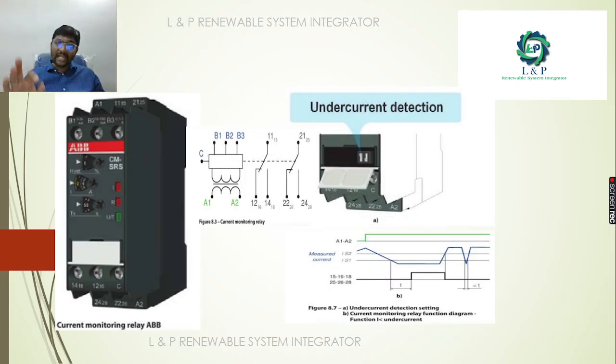Next is the undercurrent setting. See, there is a switch difference. In the previous picture the switch was down, and the switch was up here. For undercurrent protection it is entirely different. We have a rated voltage or rated current. If the current received by this relay is less than the rated, expected or essential current, then it will trip.